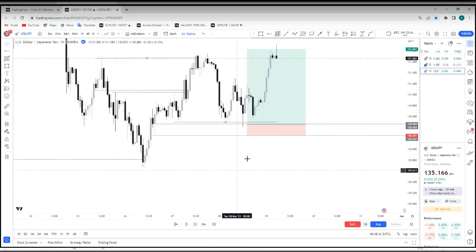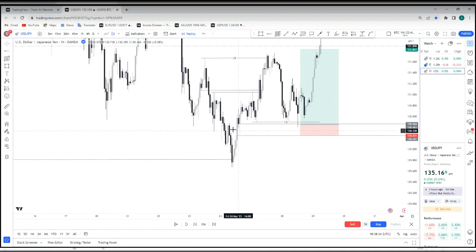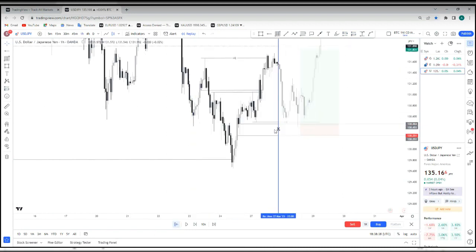Can you see? Price made use of here and what? Boom. Move. So let me cut it. That's not where I'm going right now.